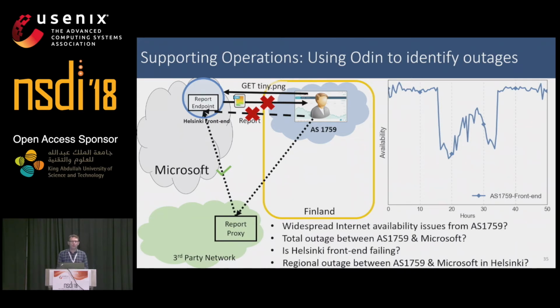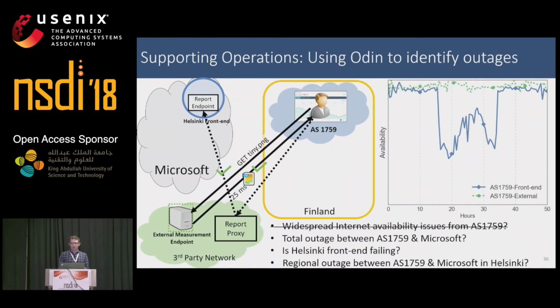There's a number of possible explanations for this incident with different outage scopes. We need to quickly narrow down the problem because it impacts actual client traffic in addition to Odin measurements. It may be that AS 1759 is having issues reaching many destinations on the internet. It may be that this is a total outage between this AS and Microsoft, or it may just be limited to the Helsinki region. It also might be that our Helsinki front end is just failing.